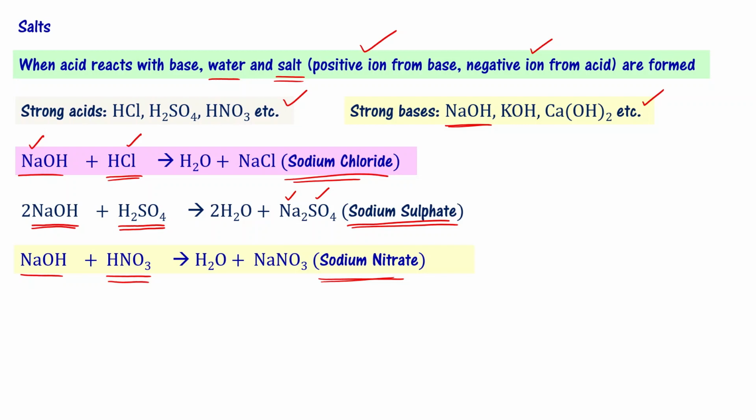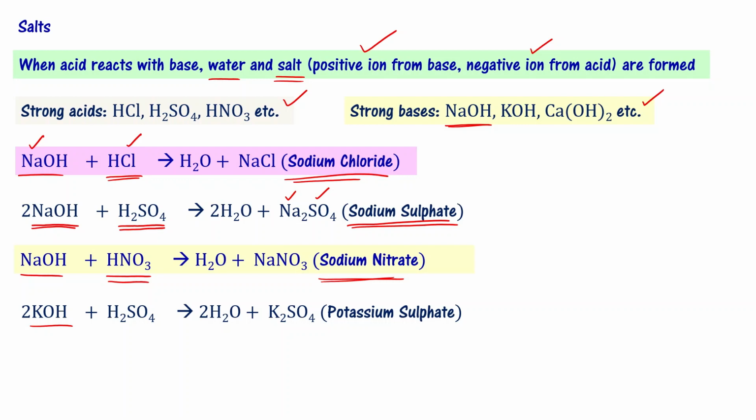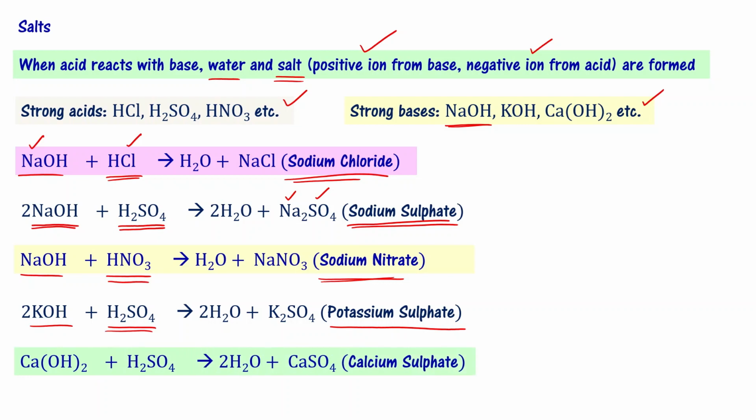Okay? Let's look at this reaction. KOH, potassium hydroxide, is reacting with H2SO4. In this case, the salt is potassium sulfate. Please note this. Ca(OH)2, that is a strong base, when it reacts with sulfuric acid, a strong acid, you have CaSO4, that is calcium sulfate, as the salt, right?